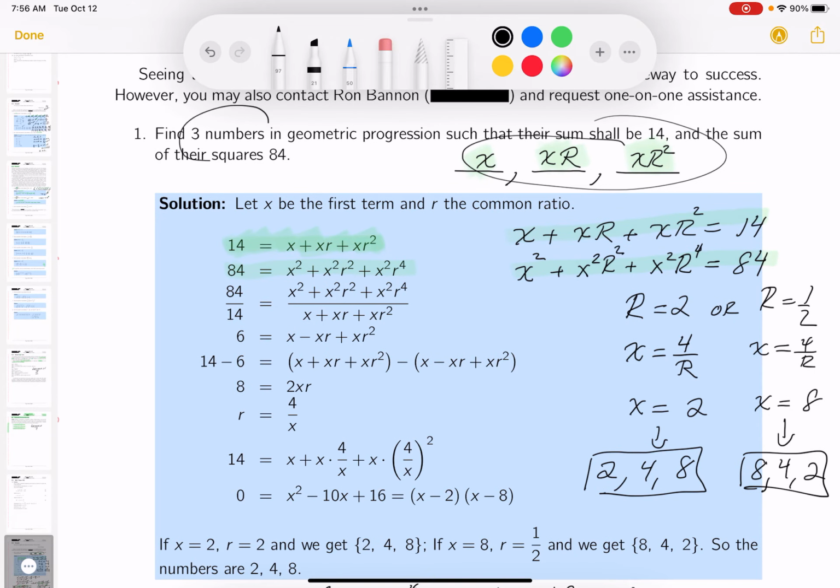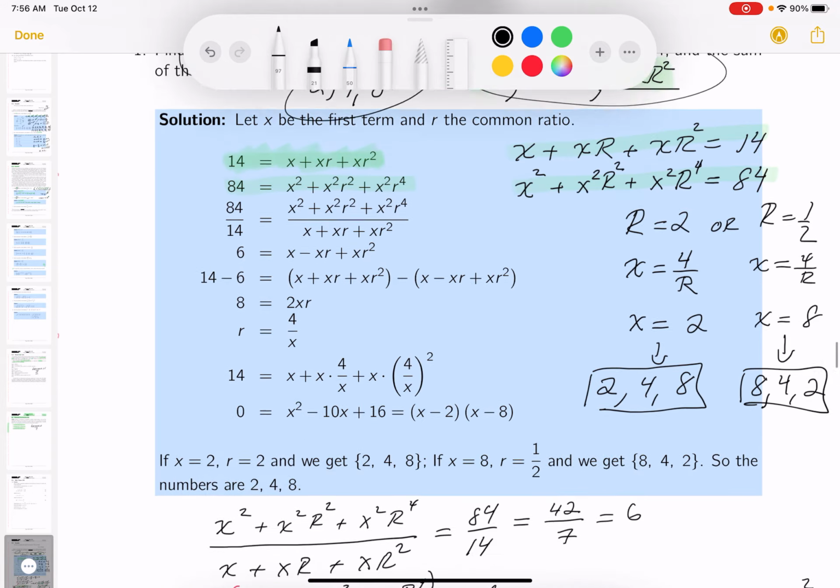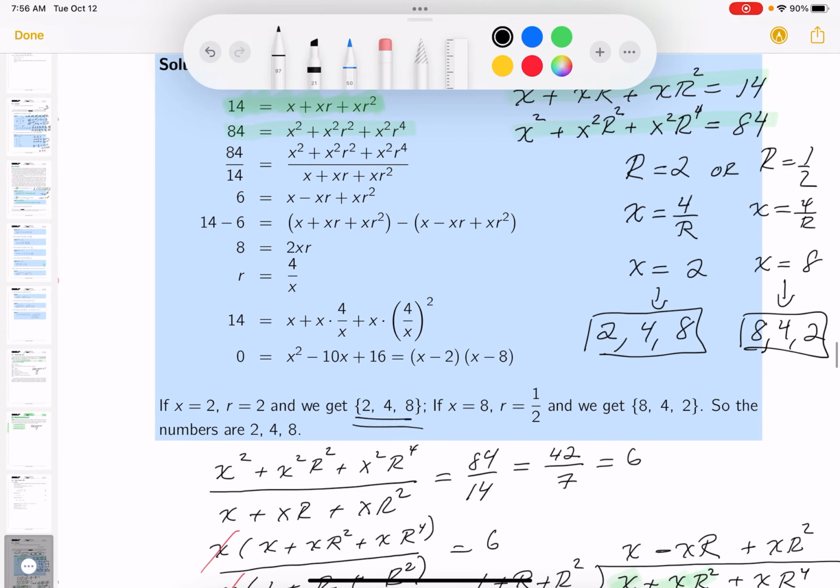All right, what was our question? Find 3 numbers. I found them. What are the 3 numbers? 2, 4, 8. Look at the key right over here. All right, 2, 4, 8. Okay? We did okay. Was it work? Of course it was work.